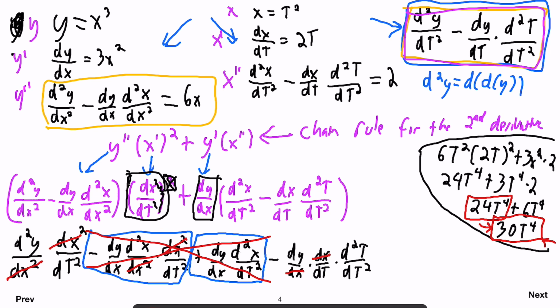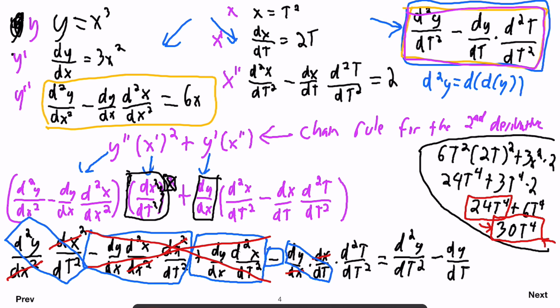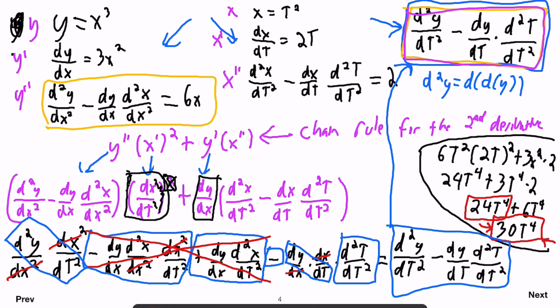Well, this is equal to, we're going to have, so this term is left, d squared y over dt squared, and we have a minus, and then this term is left, dy/dt, and finally this term is left, d squared t over dt squared. And so, hooray, this matches this and yields that.